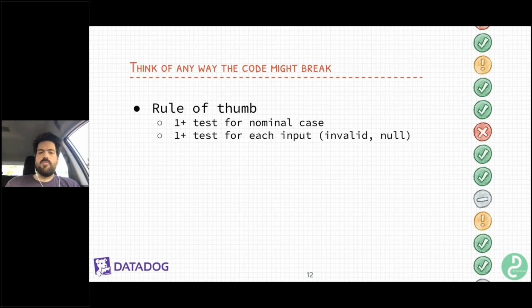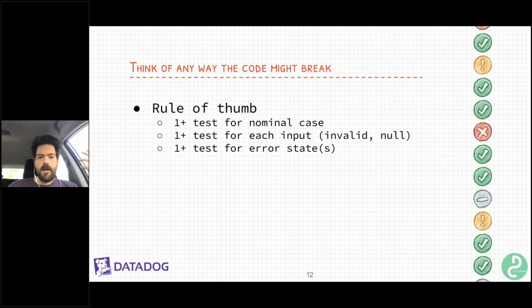Then you're going to have at least 1 test to vary each of the inputs, and also test when the input is invalid. When you're going to have a negative integer, when you're going to have a null object, when you're going to have an empty string, and so on. And then you're going to have at least 1 test for each of your error states, whether it's the error states your system might be in before the action, or the error state you can get after the action.